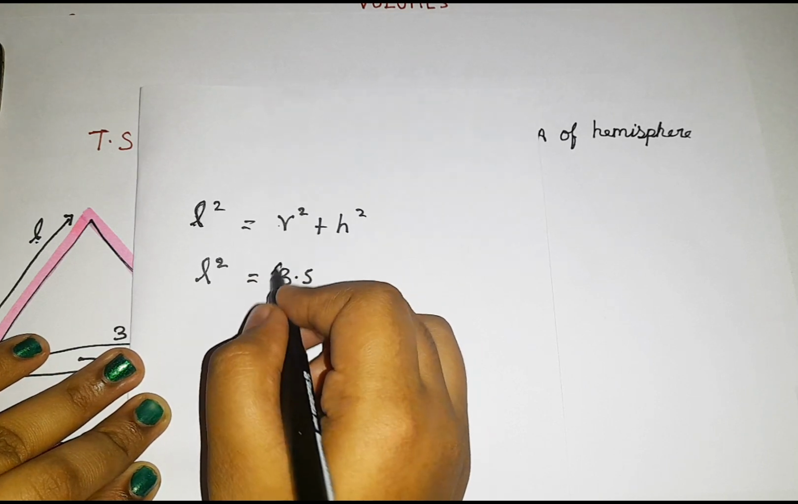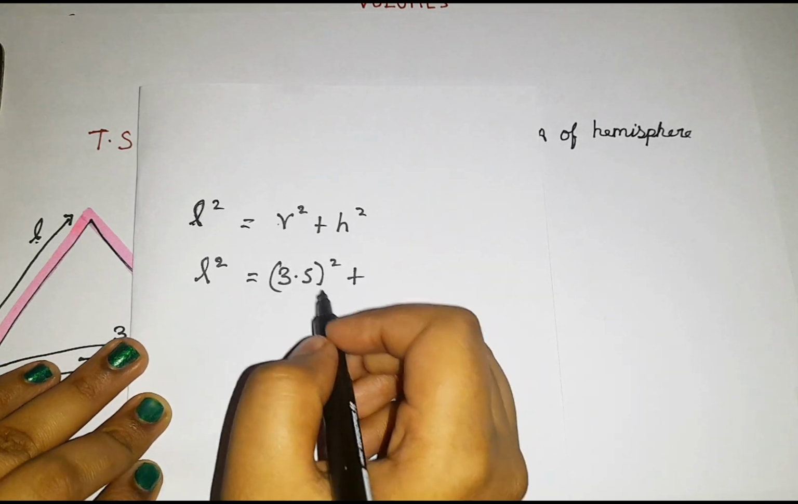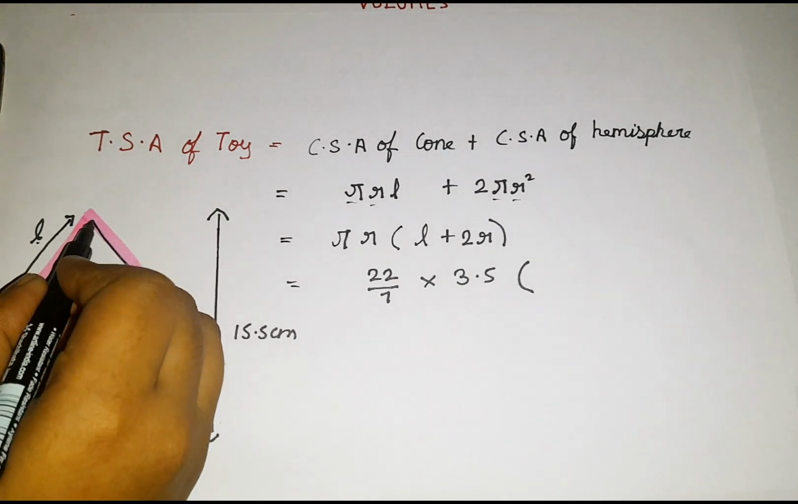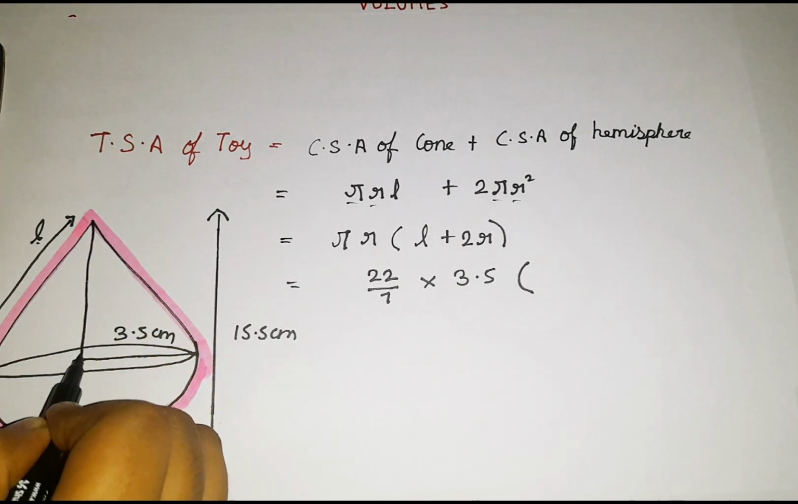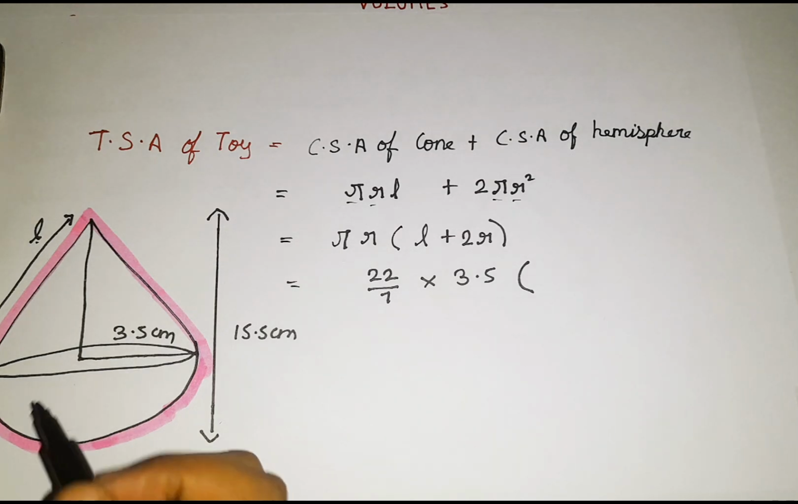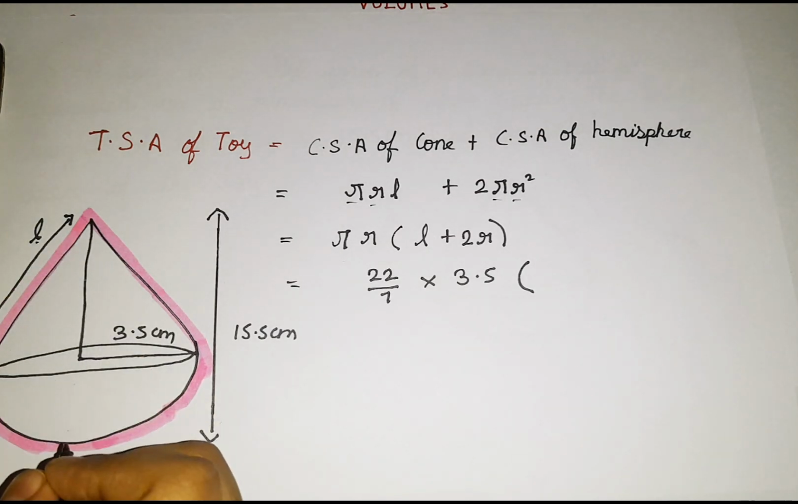So here, since we have square, let us write square plus h square. We don't know the h. Am I right? So here, what is the h? This is the h of the particular shape, that is cone. So since we don't know the h, that is the height of this cone, how to find it?